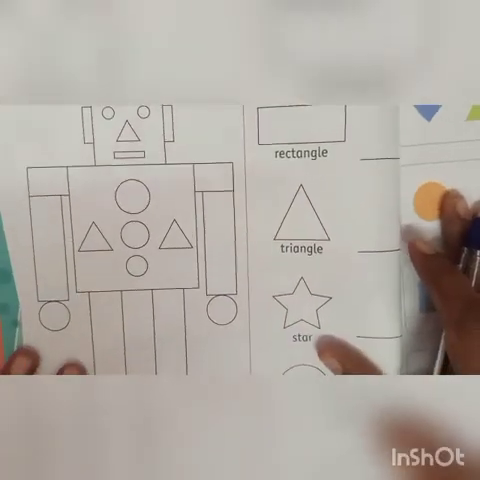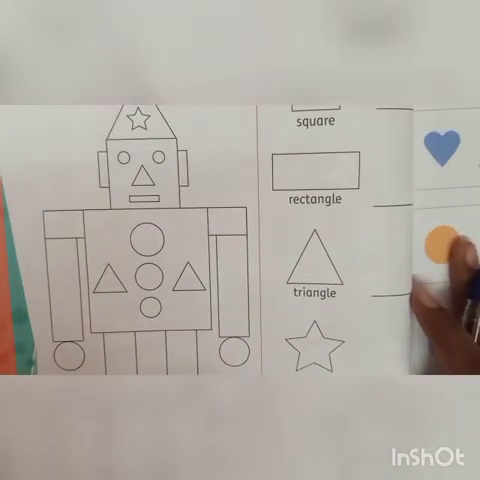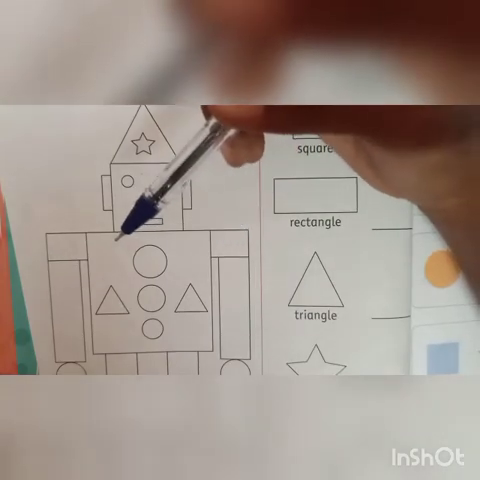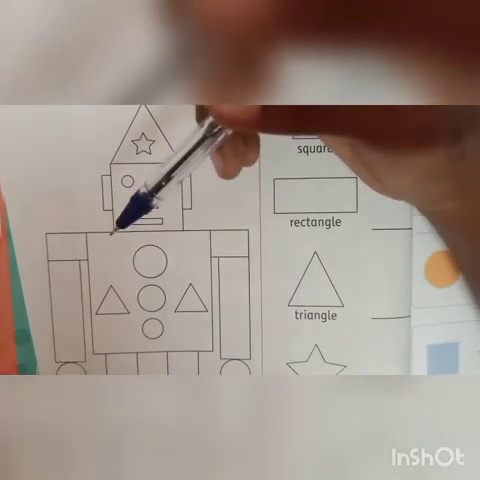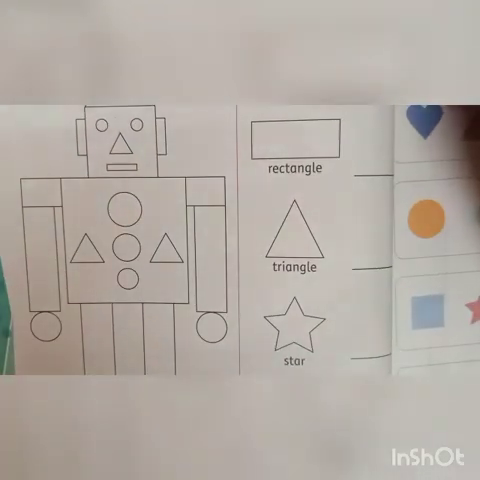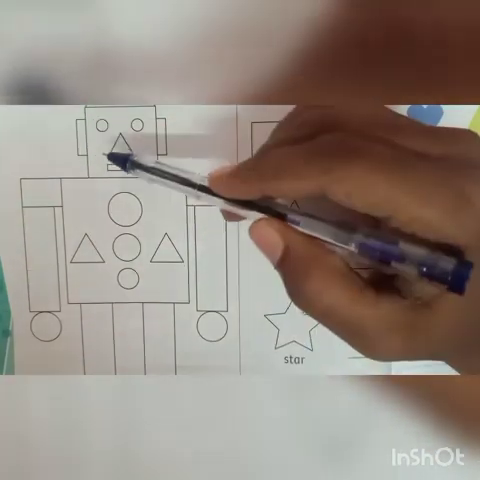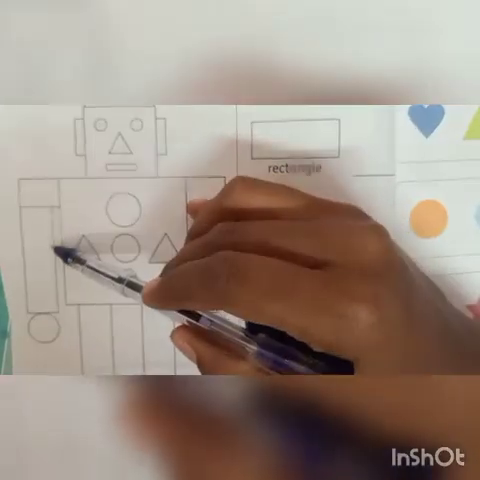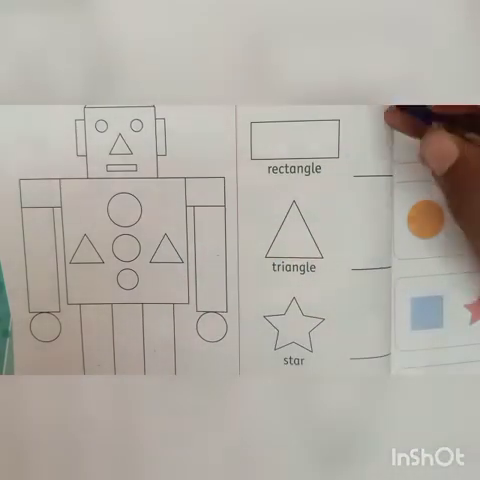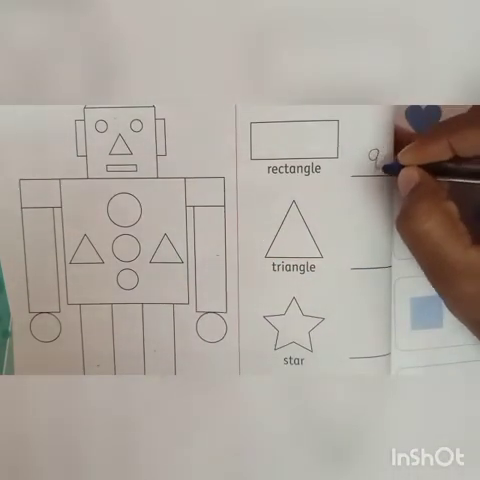So for example, we'll count square. How many squares are there in this picture? 1, 2, 3, 4. There are 5 squares. So write number 5 beside square. Now we'll count how many rectangle shapes are here. 1, 2, 3, 4, 5, 6, 7, 8, 9. There are 9 rectangle shapes.